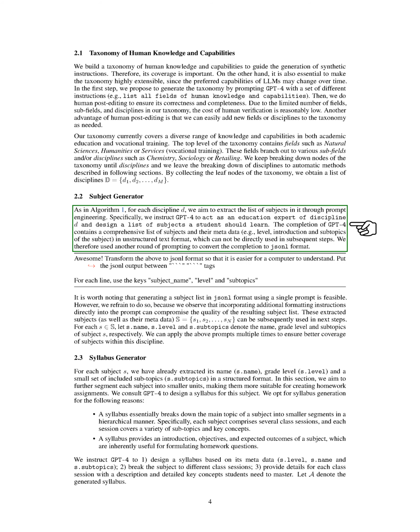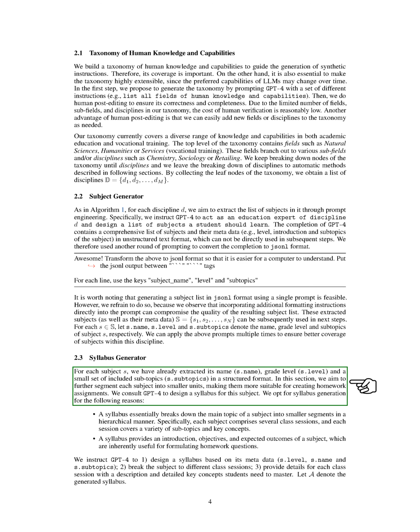We do this by instructing GPT-4 to act as an educational expert for each discipline and come up with a list of subjects that students should learn. This process results in a comprehensive list of subjects, including details like the level of difficulty and main topics covered, although initially in an unstructured text format. To make this information more usable for our next steps, we convert it into a structured format, specifically JSONL, through another round of prompts to GPT-4. This step ensures we have a detailed and organized list of subjects for each discipline.